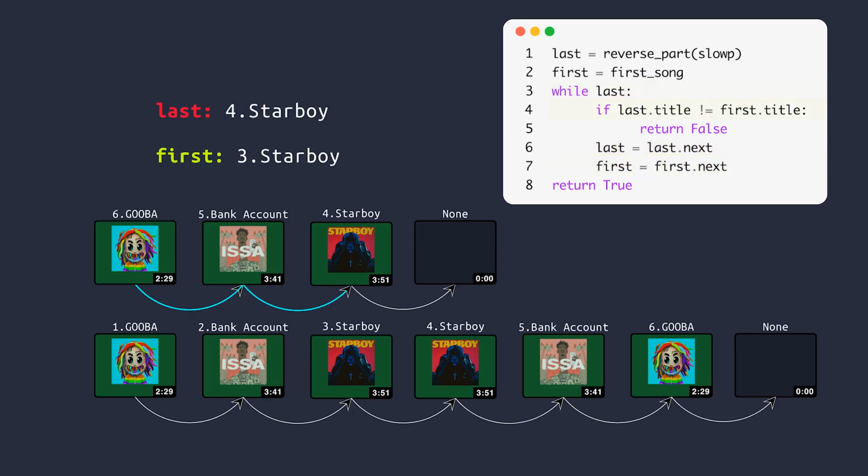And if every node from the last playlist matches the first, we'll just exit and return true right there. As we know, it's a palindrome.